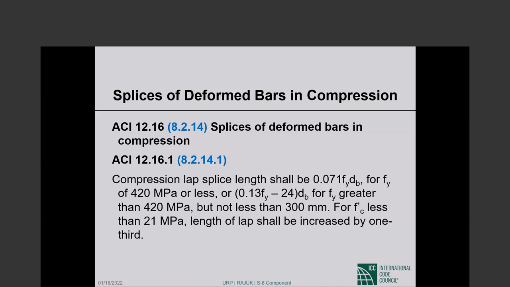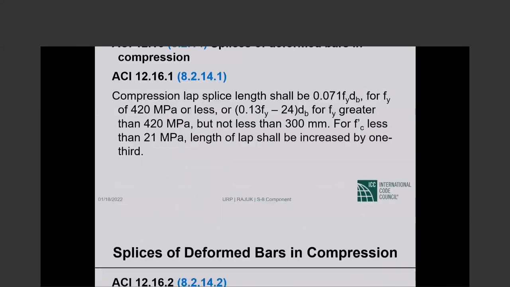Okay, so compression lap splice length and expression is given. It is so many bar diameters. These so many bar diameters are a function of the yield strength of the reinforcement, and the minimum compression lap length is 300 millimeters. And very importantly, for f_c' less than 21 MPa, length of lap shall be increased by 1/3.